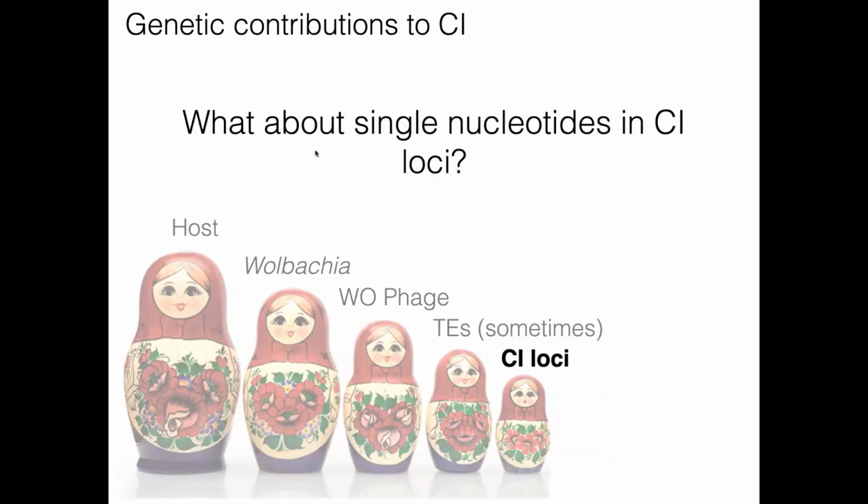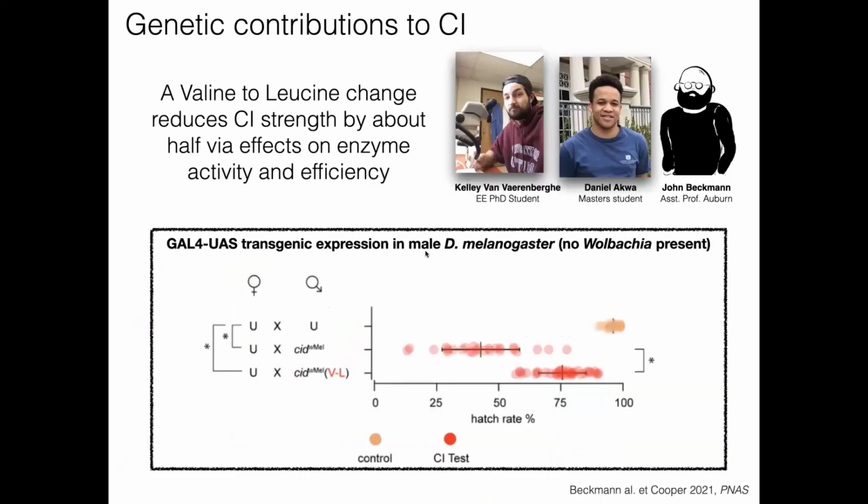I'll just briefly show you one other result from the last few years in the lab that's pretty exciting. So what about single nucleotides inside cifs? Now if we're looking at these nested systems, what about individual nucleotides in there? What Kelly Van Berenberg in my lab and Daniel Aqua, a master's student in John Beckmann's lab, did is they took the wMel, the typical wMel cif, then the discovery of those being cifs was mostly transgenic CI expression.